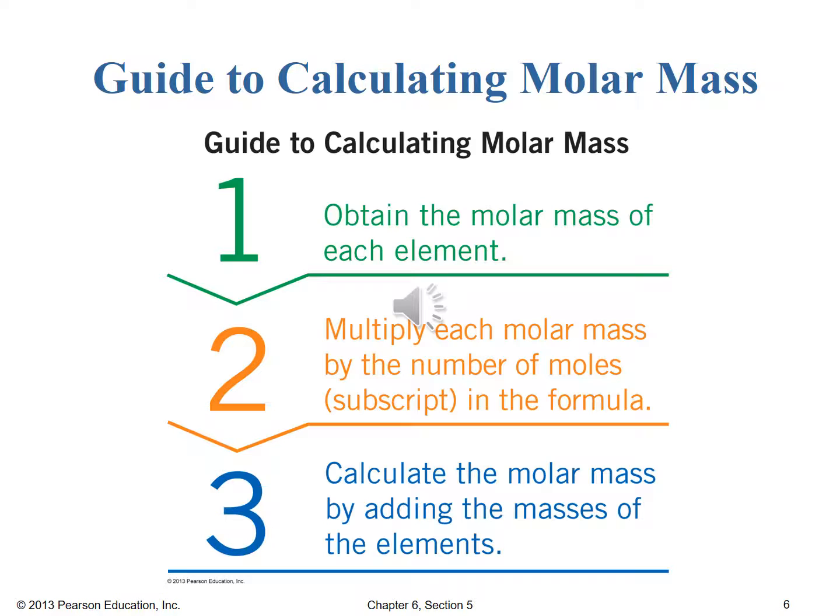So here's our guide for calculating molar mass. First, we need to obtain the molar mass of each element in the compound. Secondly, we'll multiply each molar mass by the number of moles, the subscript in that formula for the compound. And finally, we'll calculate the molar mass by adding up the masses due to each of the elements present in the compound.